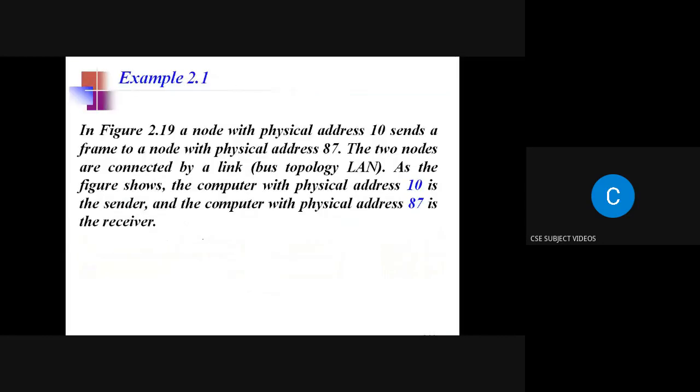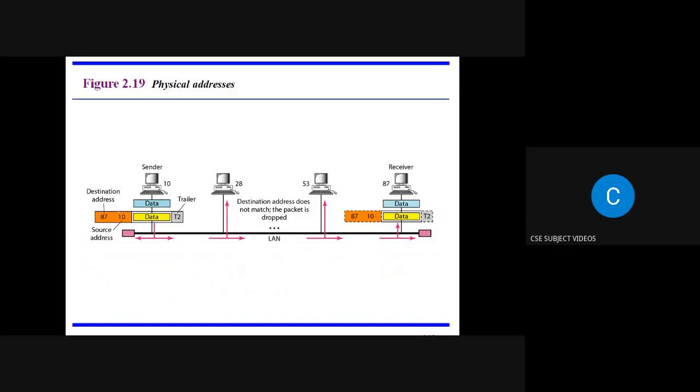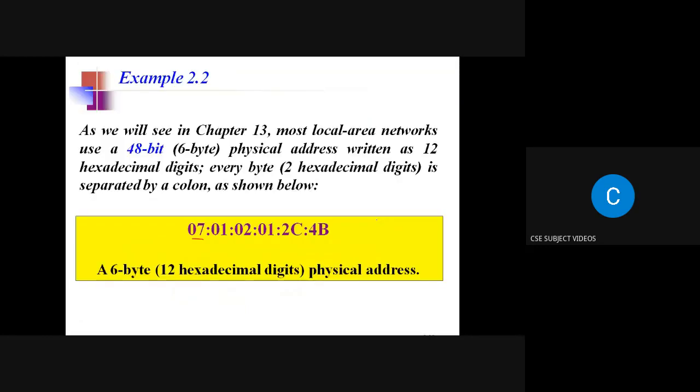So consider an example. A node with physical address 10 sends a frame to a node with physical address 87. The two nodes are connected by a link, through a LAN bus topology. As the figure shows, the computer with physical address 10 is the sender and the computer with physical address 87 is the receiver. So 10 is the source address and 87 is the destination address. In the data, both source address and destination address are mentioned. Likewise, at the receiver, the sender's physical address is mentioned. This is an example of a physical address.